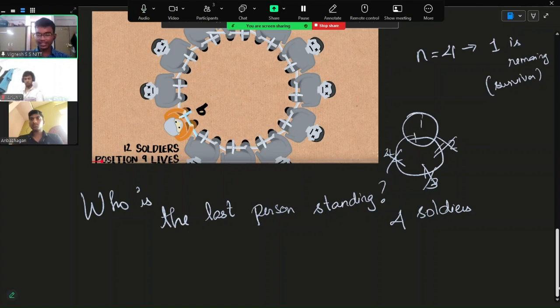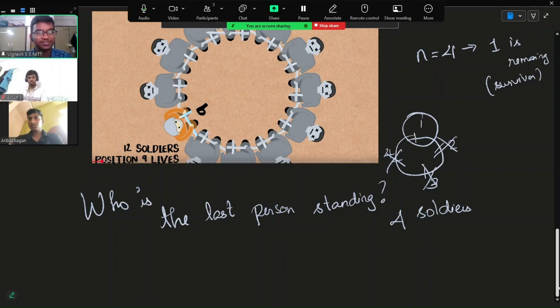So, any idea on how to solve this problem where you are just killing the adjacent soldier one by one, and who is going to be the last person? Yeah, think for a minute and answer. And I believe this problem is new to both of you guys. Like you haven't seen any of this previously, right?